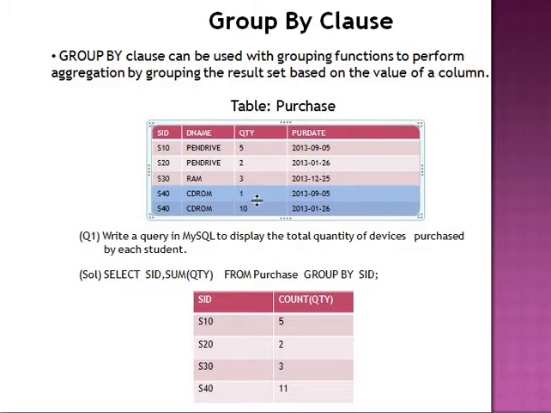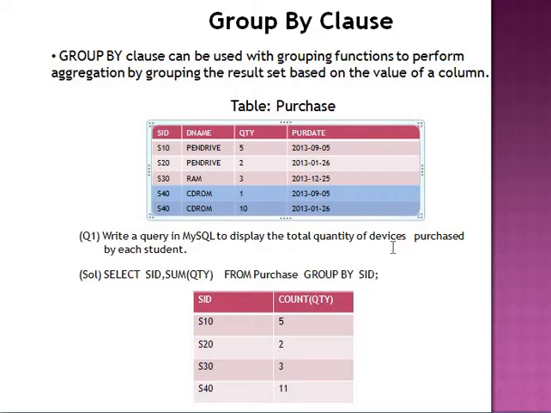So what are we actually doing here? We are trying to display the total quantity of devices purchased by each student. That means in order to display the total quantity of devices purchased by each student, we are first grouping the students so that the total quantity of devices purchased shall be calculated separately for each student.